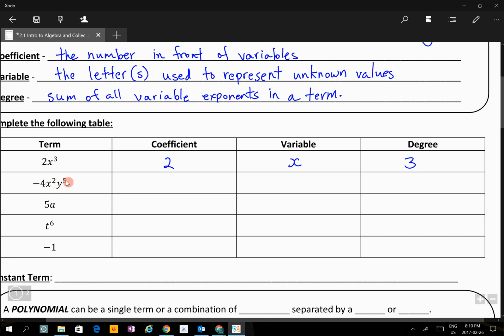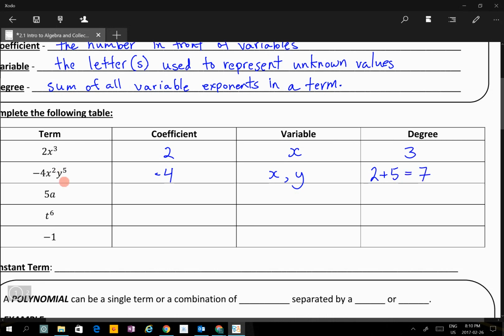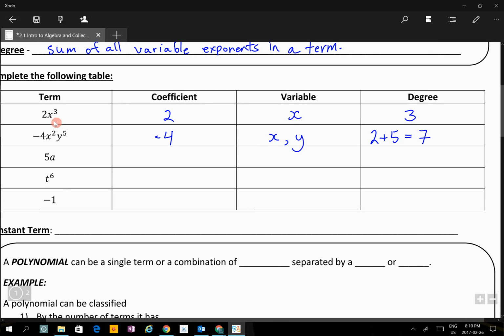Negative 4x squared y to the power of 5. Here my coefficient is negative 4. My variables are x and y. And the degree is, if I sum these exponents for my variables, 2 plus 5, the degree is going to be 7. So 2 plus 5 equals 7. Next one. Your variables don't have to be x and y. They could be different letters. So a is a variable here. The coefficient in front of that a is 5. And the degree, well, the invisible exponent is 1, so my degree is 1.